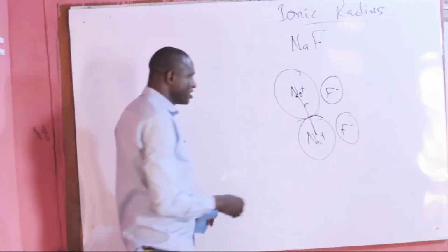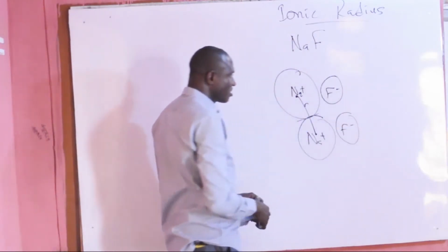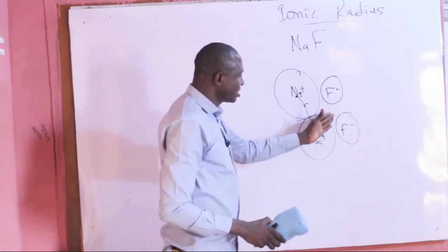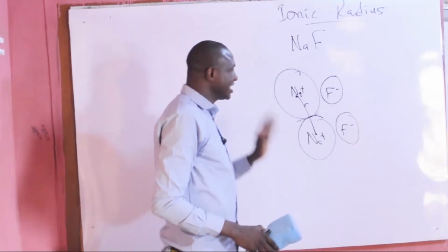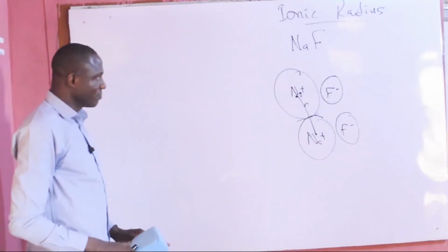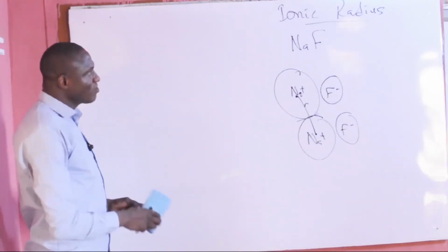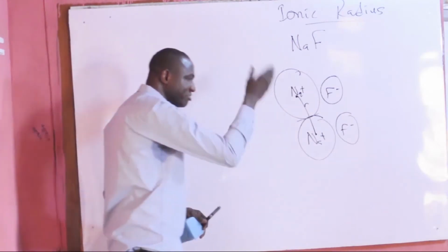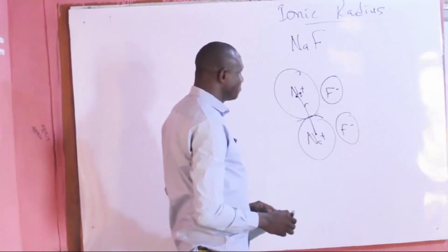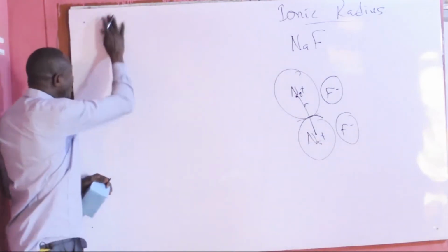The same thing is applicable to the fluoride ion. The ionic radius of fluorine is half of the internuclear distance between 2 fluoride ions in an ionic molecule. And it's similar to atomic radius. Ionic radius also increases down the group and decreases across the period. I want you to look at the general terms here.